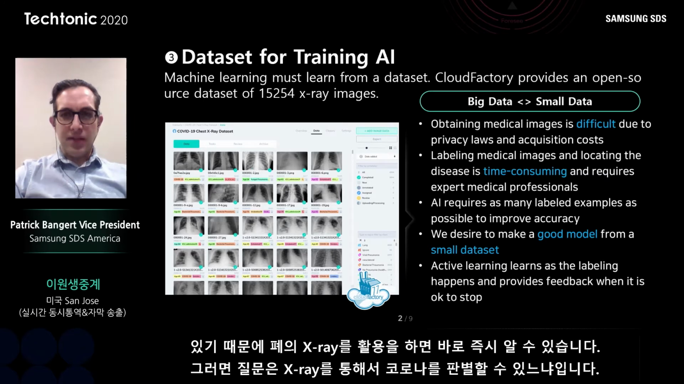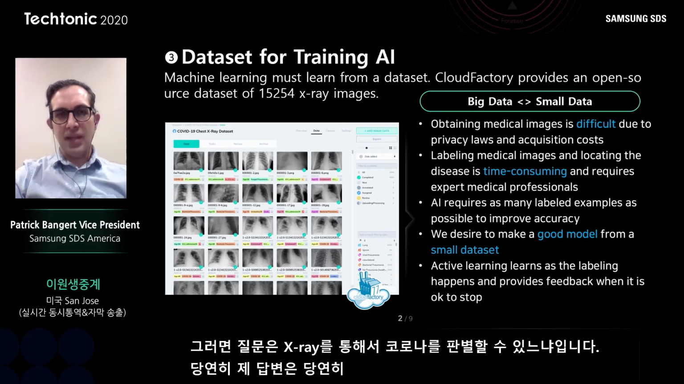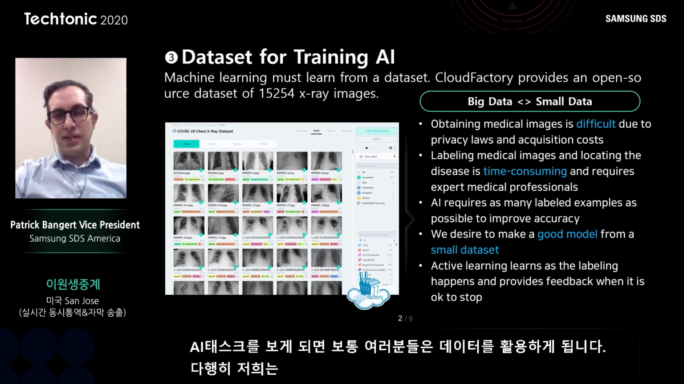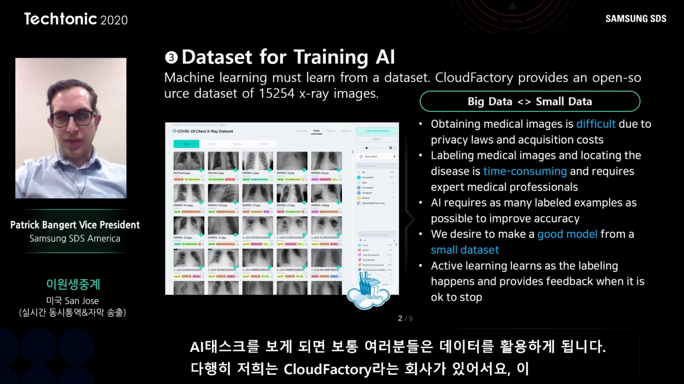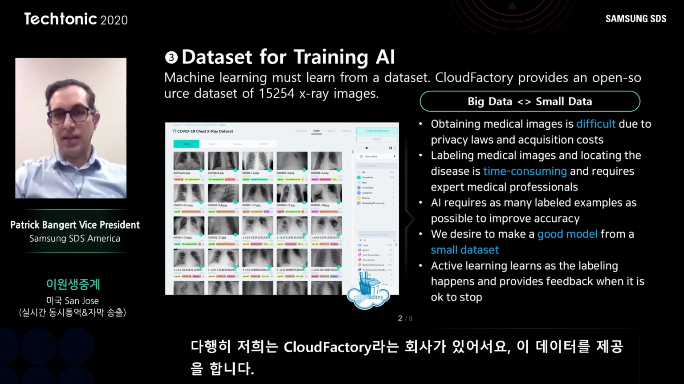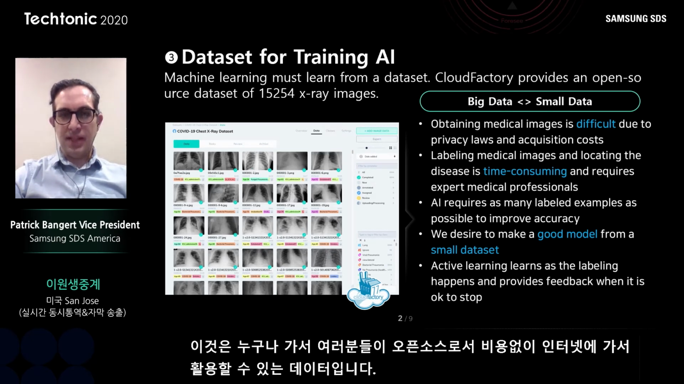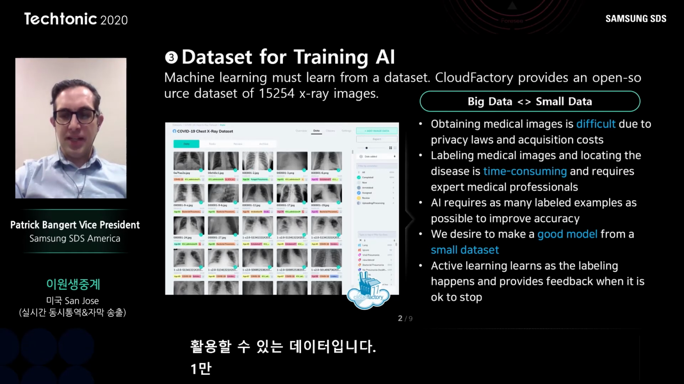Now, as with any artificial intelligence task, in order to learn an artificial intelligence model, you need data. Now, we're very thankful to the company called Cloud Factory for providing a data set to this extent. It's a publicly available, open source, free of charge data set that you can get on the internet. It has just over 15,000 people's lung X-rays, and they have been labeled by expert physicians.